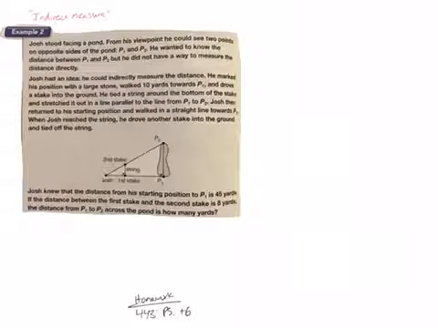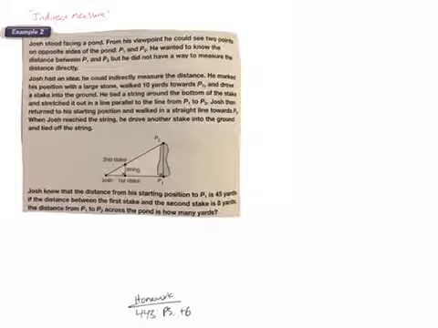Let's do one more example here. It says Josh stood facing a pond. From his viewpoint, he could see 2 points on opposite sides of the pond. P1 down here and P2 up here. He wanted to know the distance between P1 and P2, or really he wants to know the length across this pond. But he did not have a way to measure the distance directly, so he didn't really feel like getting in and swimming across there with a measuring tape. Josh had an idea. He could indirectly measure the distance.